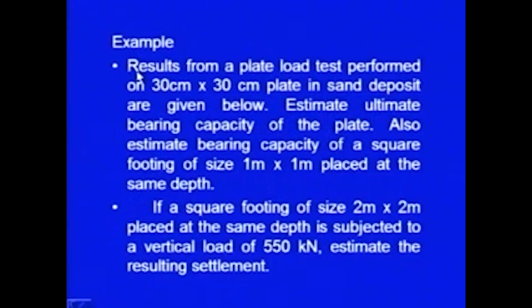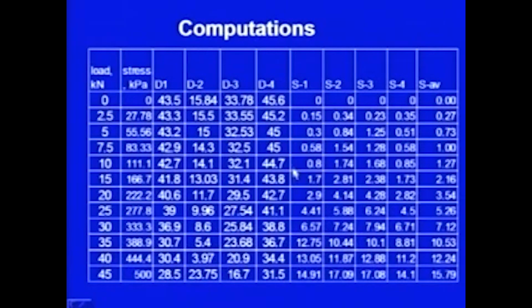It's given to you that results from a plate load test performed on a 30 centimeter by 30 centimeter plate in a sand deposit are given below. You have to estimate, number 1, the ultimate bearing capacity of the plate. Number 2, also estimate the bearing capacity of a square footing of size 1 meter by 1 meter placed at the same depth. And number 3, if a square footing of size 2 meter by 2 meter placed at the same depth is subjected to a vertical load of 550 kilonewton, estimate the resulting settlement. So, all these three things I am explaining to you.